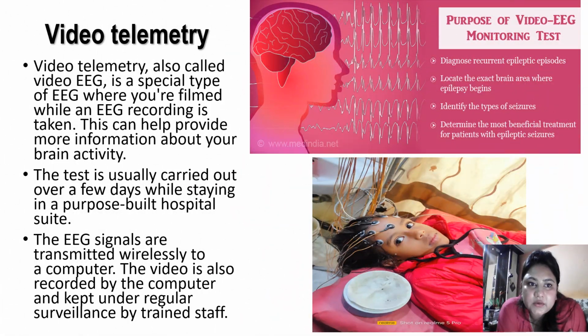Video telemetry. Video telemetry, also called video EEG, is a special type of EEG where you are filmed while an EEG recording is taken. This can help provide more information about your brain activity. The test is usually carried out over a few days while staying in a purpose-built hospital suite. The EEG signals are transmitted wirelessly to a computer. The video is also recorded by the computer and kept under regular surveillance by trained staff.